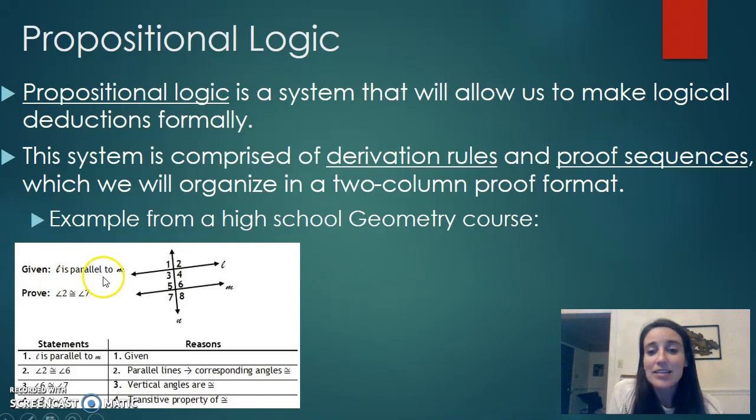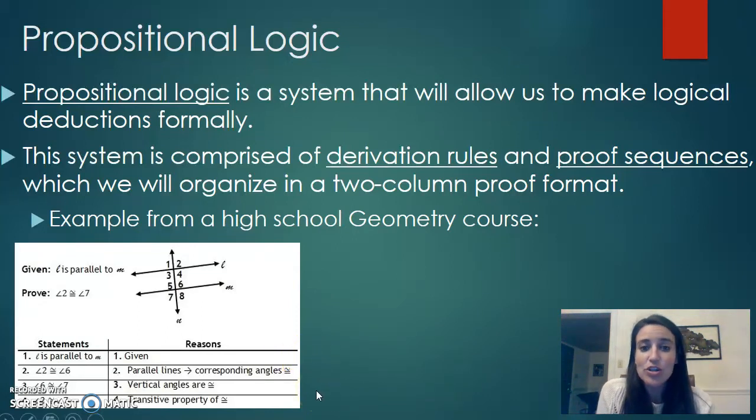Given line L is parallel to line M, prove angle 2 is congruent to angle 7. So the 2-column proof format organizes the statements in the left column and the reasons in the right column. And you always start with the statement that's given. Then any statement that follows should follow from a rule or a definition or a theorem from class.